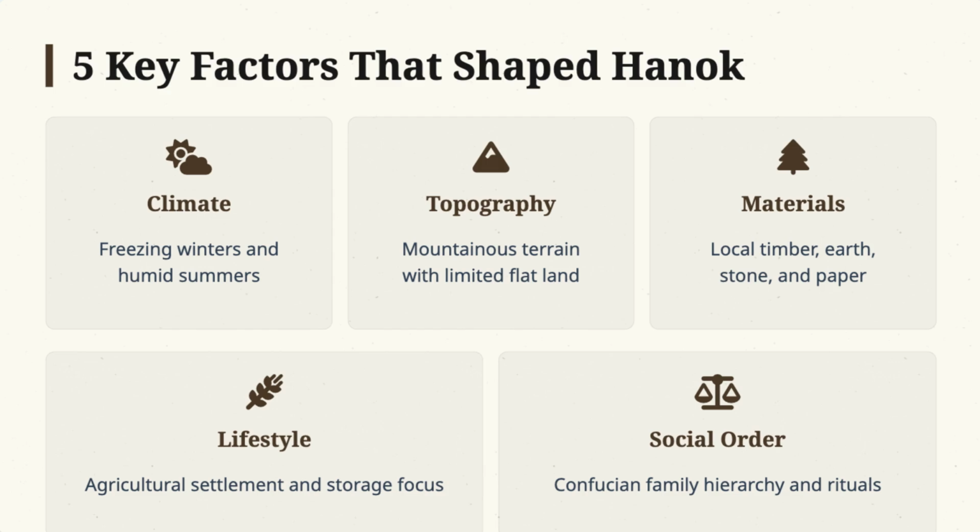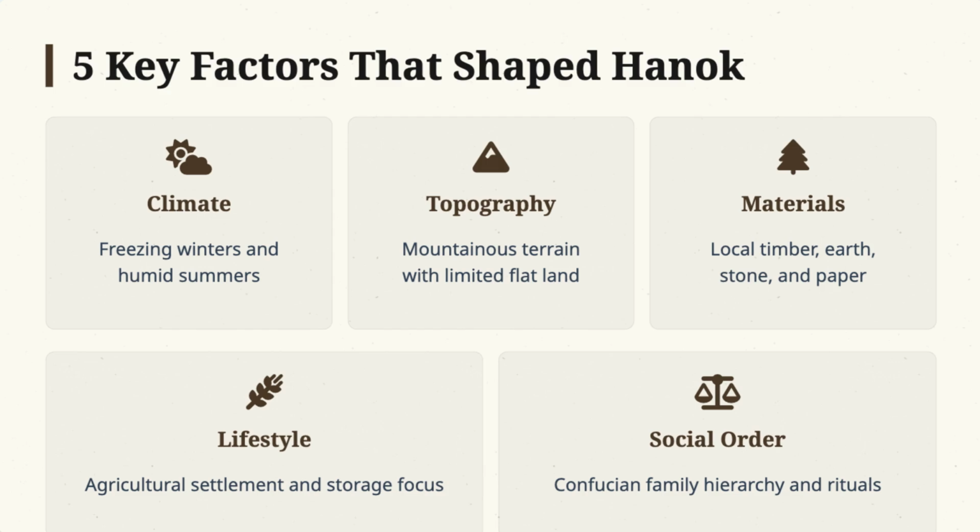Five major conditions shaped the form of Hanok. The first was climate. The Korean peninsula has cold winters and hot, humid summers. The second was terrain. With many mountains and limited flat land, houses had to be planned carefully according to the direction of the land and the flow of wind.